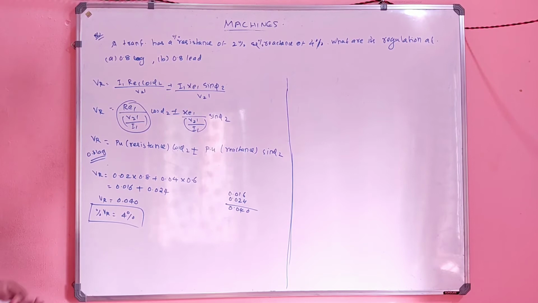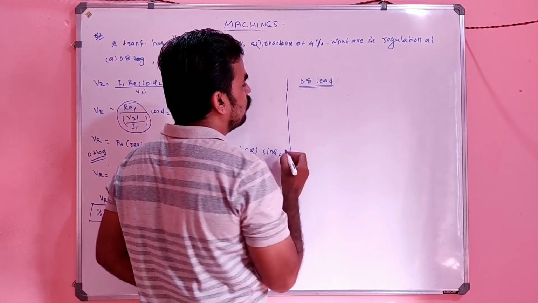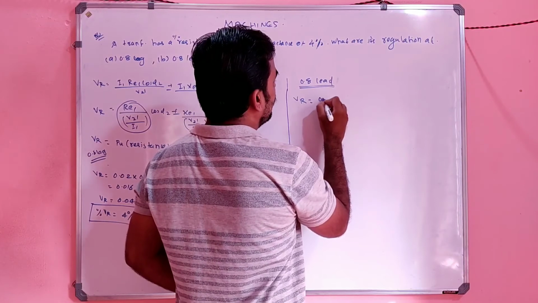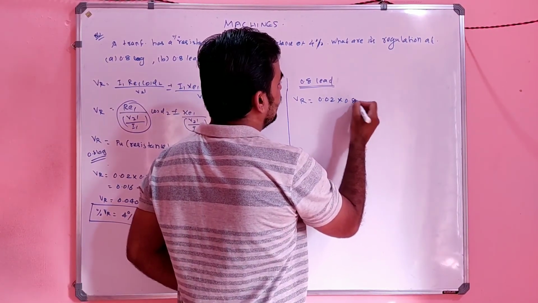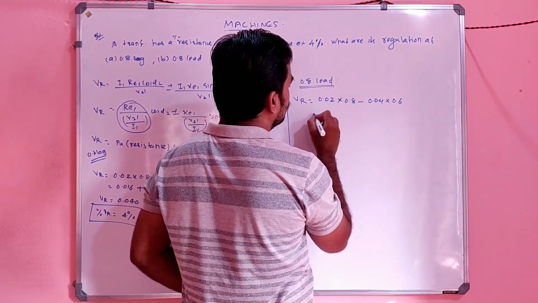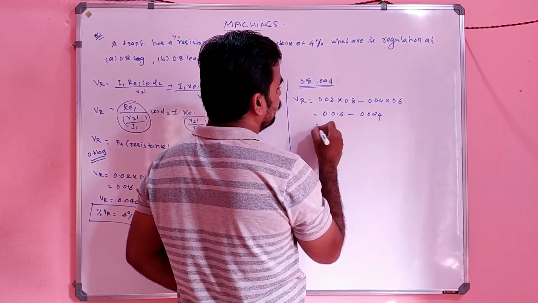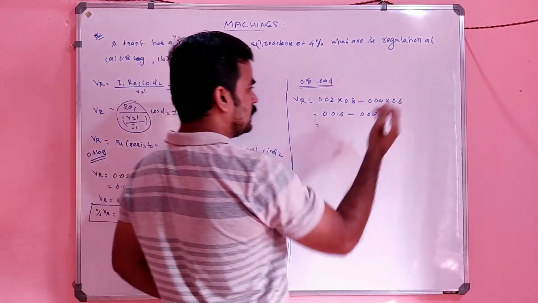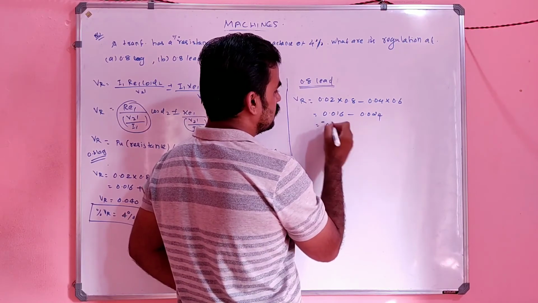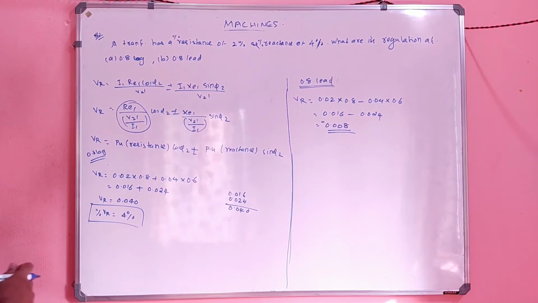And what is it for 0.8 lead? VR for 0.8 lead will be 0.02 into 0.8 minus 0.04 into 0.6, which is nothing but 0.016 minus 0.024. So it will be minus 0.008. Am I correct?